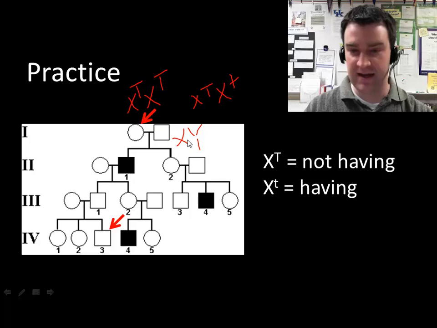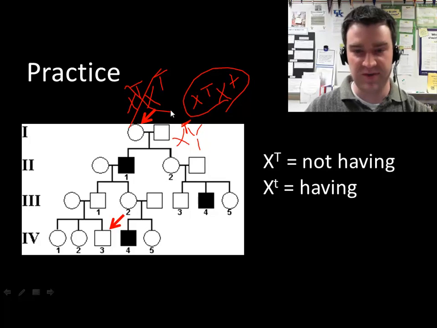He's XY, and if he doesn't have the trait, he has to have just a dominant allele. So how could they have had a son that has the trait? Mom had to have been heterozygous, not homozygous dominant. And then we also want to identify this male down here. This male does not have the trait.